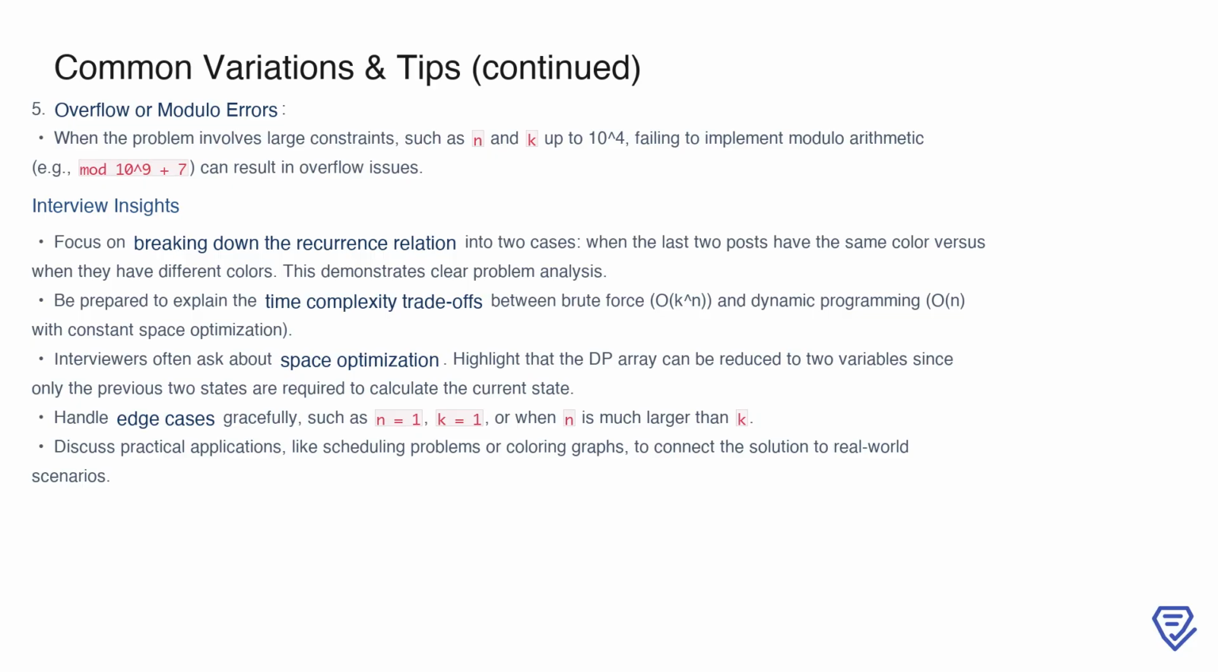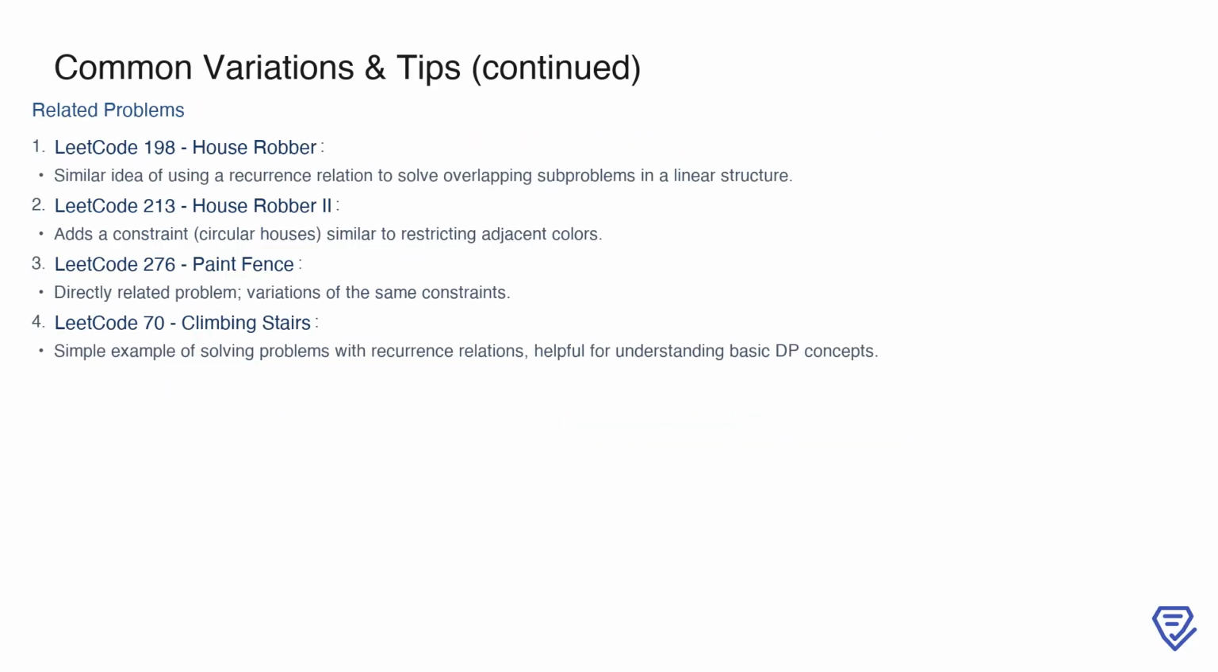Handling edge cases, such as n equals 1, k equals 1, or scenarios where n is much larger than k, is another area interviewers often probe. Lastly, connecting the problem to practical applications, such as scheduling tasks or graph coloring, can showcase your broader understanding and the relevance of the solution. The paint fence problem shares similarities with several other problems, which can help deepen your understanding.